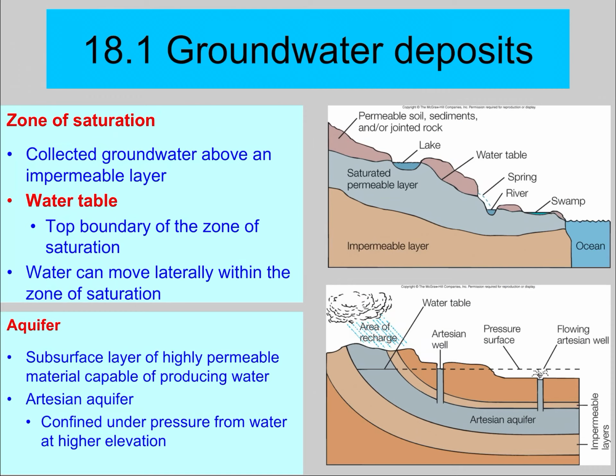And then water can move laterally within the zone of saturation, meaning it can flow down and go into places like the ocean. An aquifer is a subsurface layer of highly permeable material capable of producing water. An artesian aquifer is confined under pressure from water at higher elevation. And so normally these are going to be artesian wells. And then there'll be an area of recharge where once water lands there, it's going to recharge the aquifer, which will then charge the wells. But again, aquifers are a little bit more precious resources than your surface water.